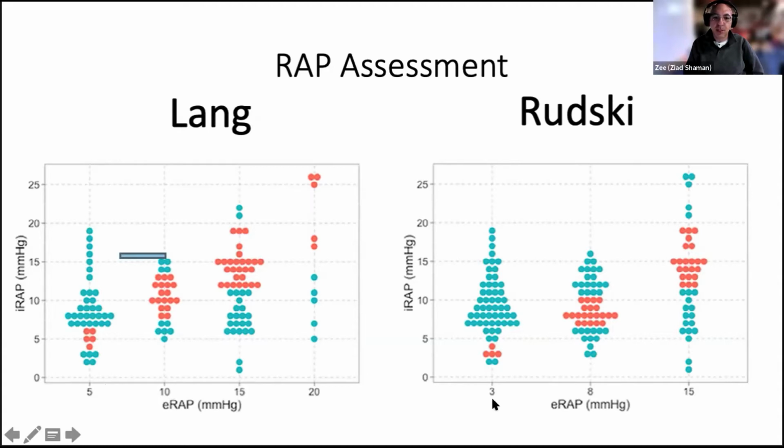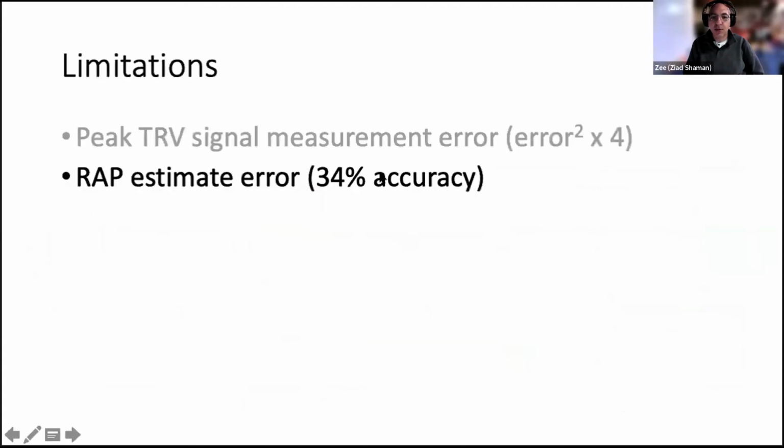Rudski is what the ASE recommends using, and this is the invasive right atrial pressure measurement against what was predicted by looking at the inferior vena cava. For example, here's someone who had a predicted measurement of 3, and these are the invasive measures. The red dots are what's considered accurate, and everything outside was labeled inaccurate. And this is how the 34% accuracy came about.